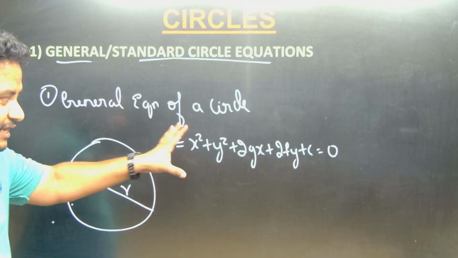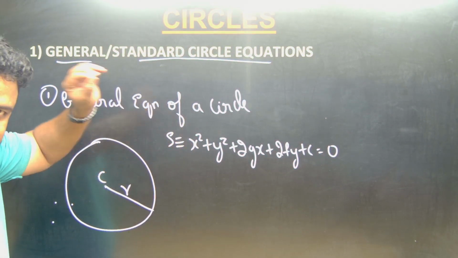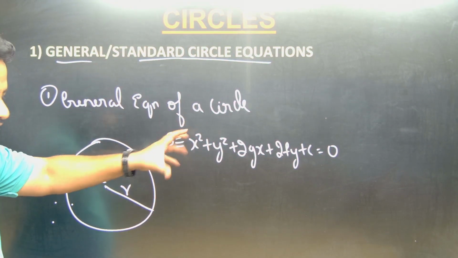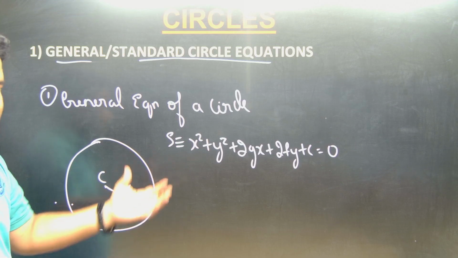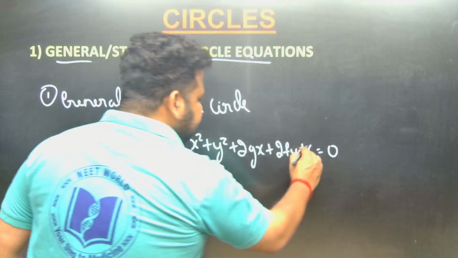Here it is indirectly hidden. Here the radius and center are definitely there, but they are indirectly hidden. We have to decode them from this, so directly it is not there. That is why it is called the general equation of the circle.